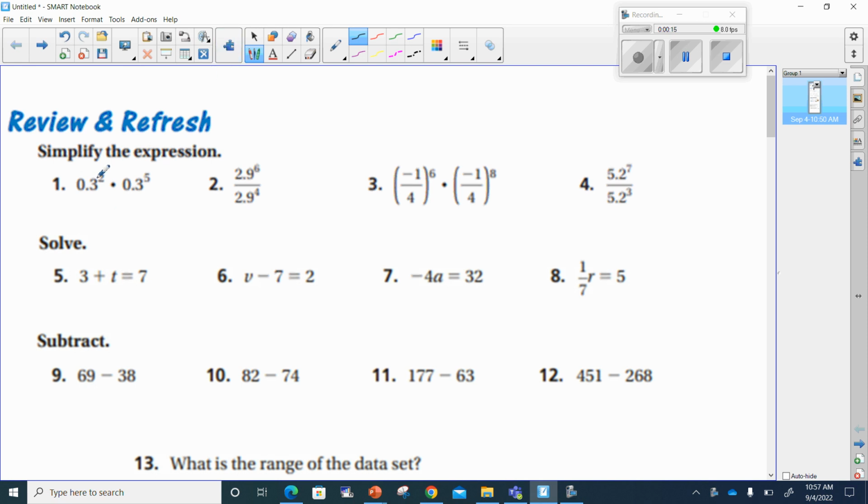Simplify the expression 0.3 to the second power times 0.3 to the fifth power. We know when we're multiplying and our base is the same, we're allowed to add our exponents. 2 plus 5 is 7. This is 0.3 to the seventh power.